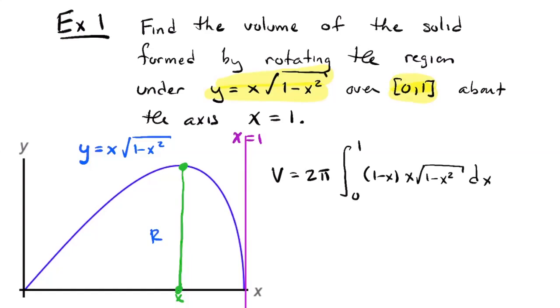And now I'm going to do a little bit of algebra on this thing to see what kind of integration techniques we need. Let me put my 2 pi, and distribute that integrand out. Distributing through the 1 minus x, I've got x times that square root factor times 1, and then we're going to subtract x times that square root factor. So that's x squared.